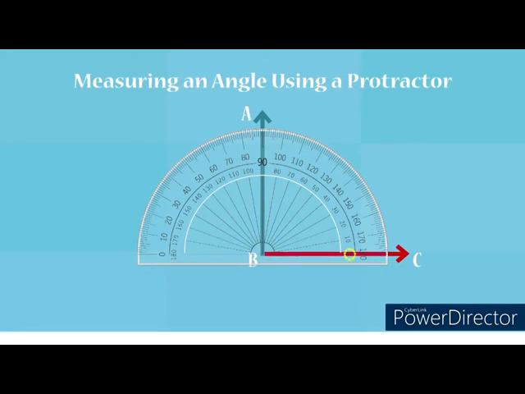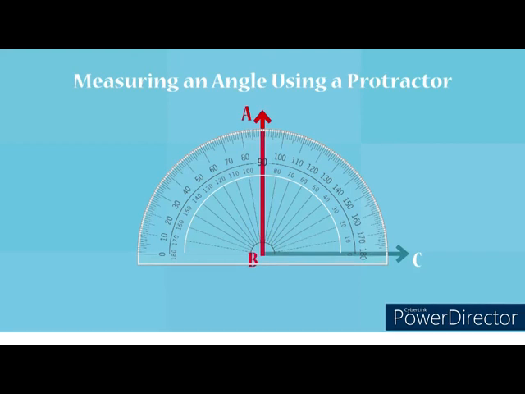Okay, BC is parallel to the protractor marking 0. You can see I have marked 0 there. Now you have to look at the scale starting from the right side to the left side, because the angle falls on the right side. So you see the inner scale starts from 0, 10, and it is growing up to 180 on the left side.